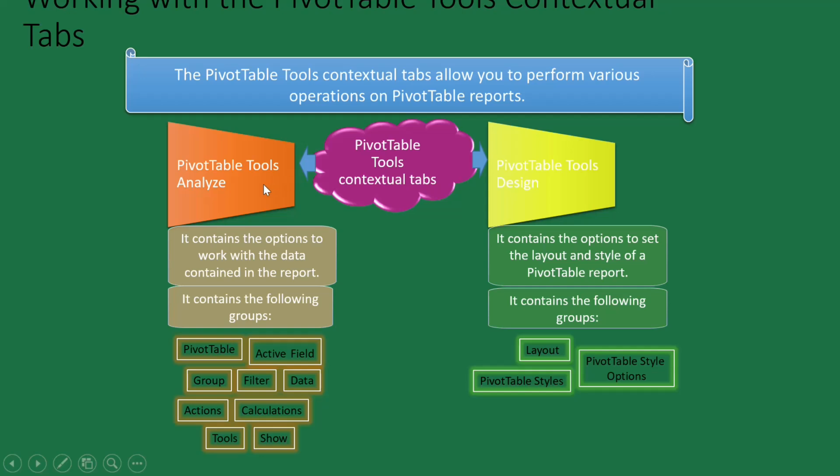Next, the PivotTable Tools contextual tabs allow you to perform various operations on the pivot table reports. PivotTable Tools Analyze contains the options to work with the data contained in the report. It contains groups like PivotTable, Active Field, Group, Filter, Data, Actions, Calculations, Tools, and so on. Once you're going to customize the pivot table, we go to PivotTable Tools Analyze, where you can analyze the data. PivotTable Tools Design is where you design the pivot table format; you can change the layout of the pivot table. It contains the options to set the layout and style of the pivot table report, in groups like Layout, PivotTable Styles, and Options.